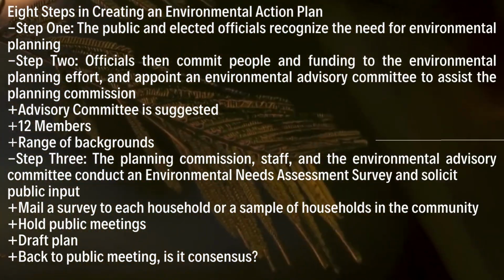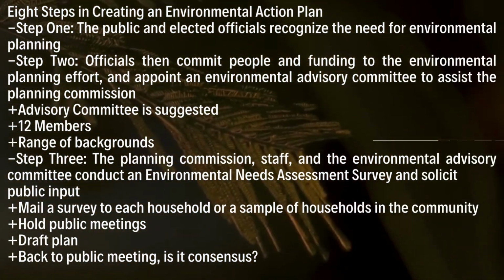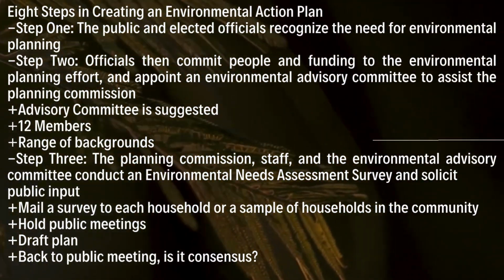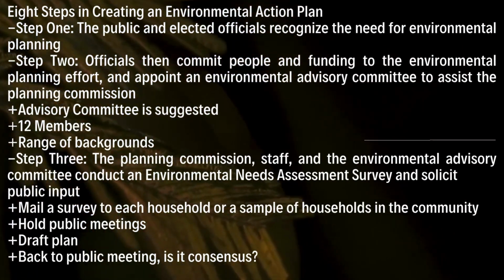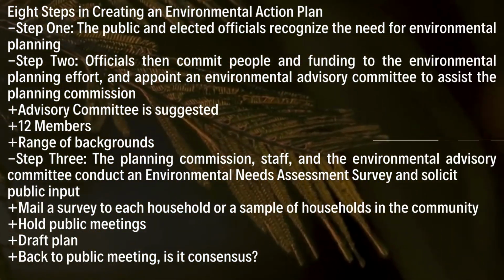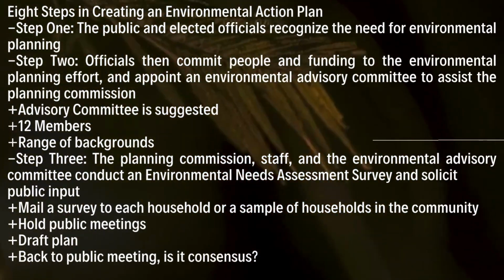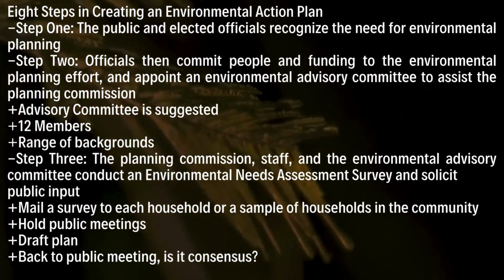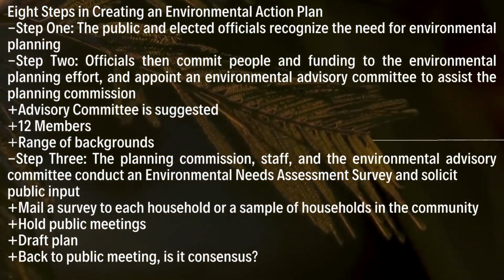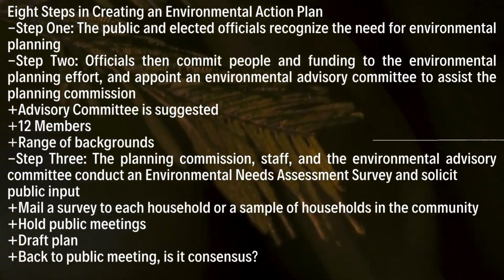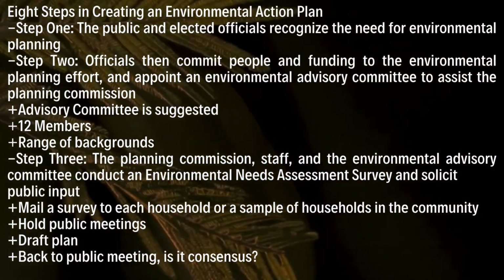Step 3. The planning commission staff and the environmental advisory committee conduct an environmental needs assessment survey and solicit public input. Mail a survey to each household or a sample of households in the community. Hold public meetings, and bring the draft plan back to a public meeting. Is there consensus?